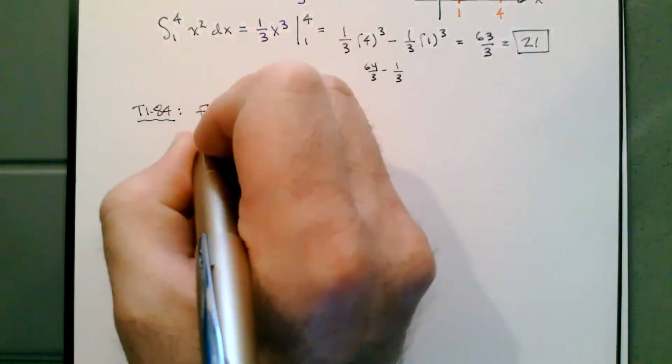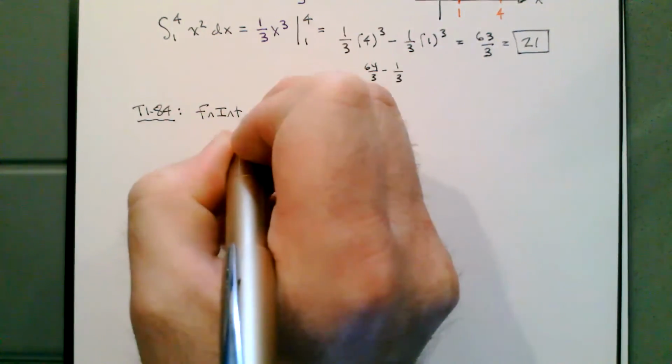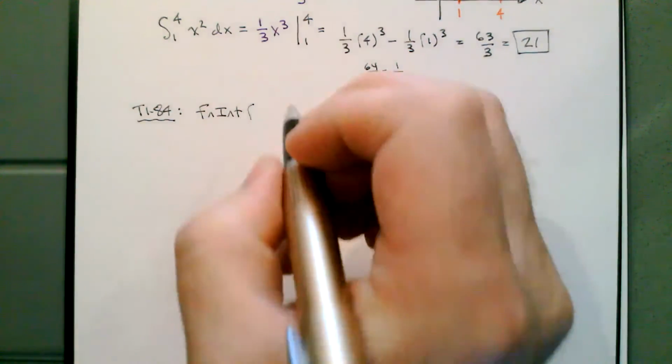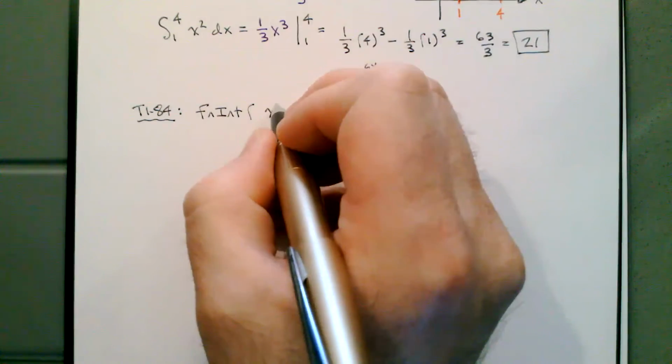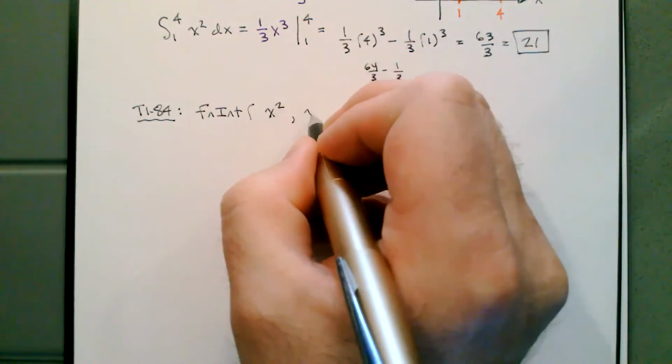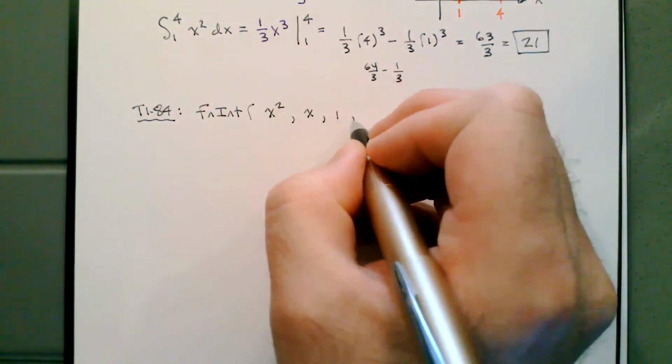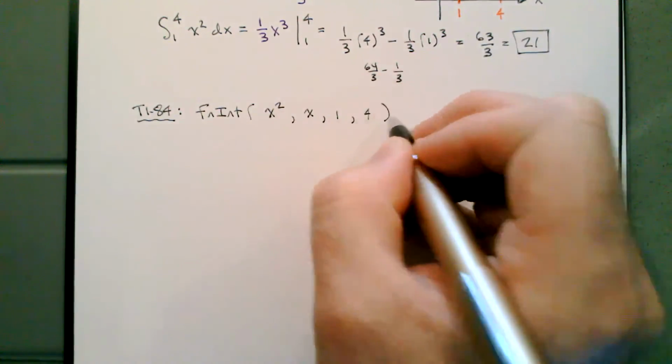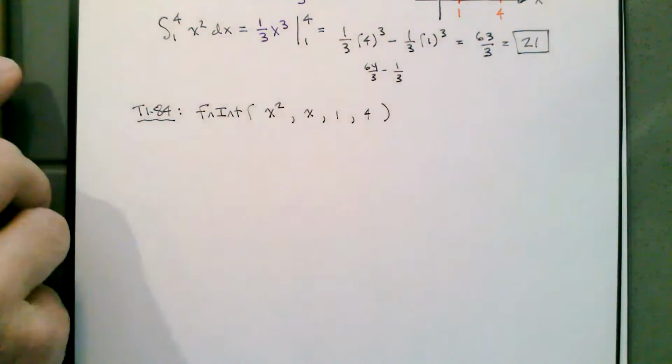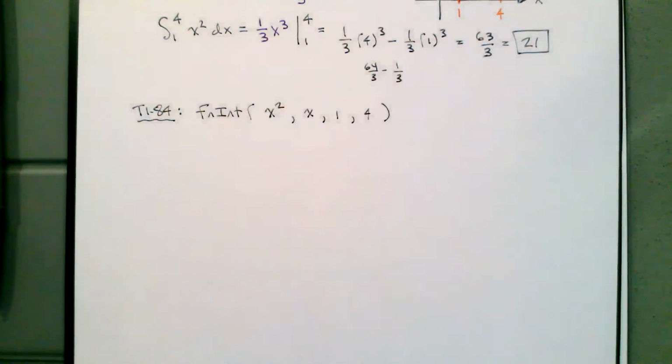So we need the FNINT command. Then we put in the function, and then comma x, and then comma 1, and then comma 4, and then we close parentheses because we are sophisticated and civilized, and we were not raised in a barn. I don't know if people say that anymore, but someone leaves a door open. Say, hey, were you raised in a barn?